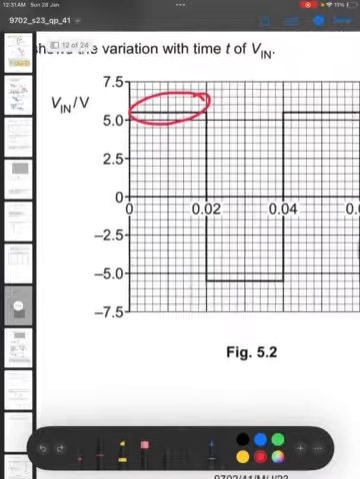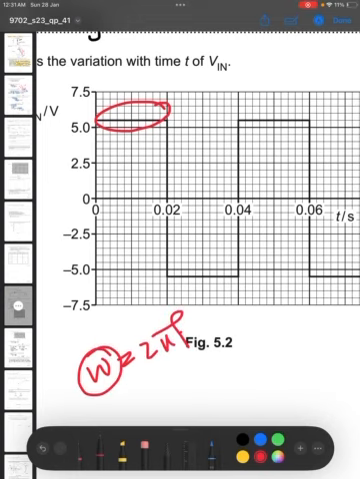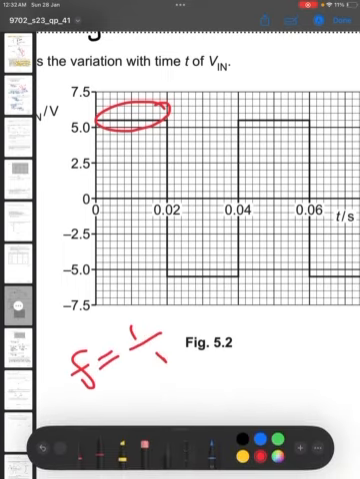We need to find the period, because there are a few ways of finding frequency. In alternating currents we can find frequency by saying omega is equal to 2 pi f. So if we knew the angular frequency, then we can find the frequency, or we can find the frequency by simply knowing the period. That's it.